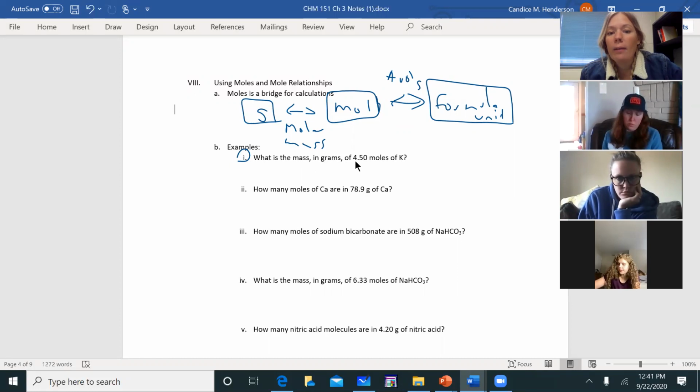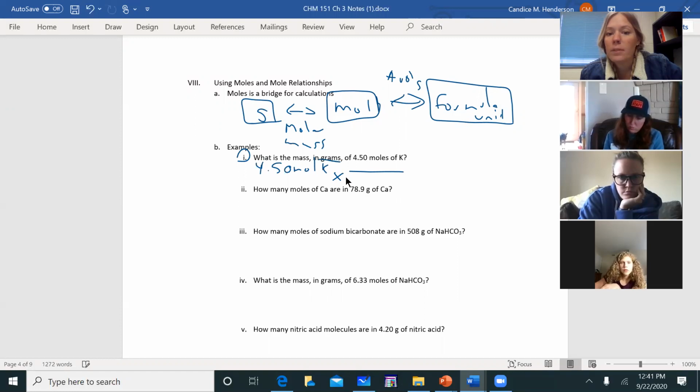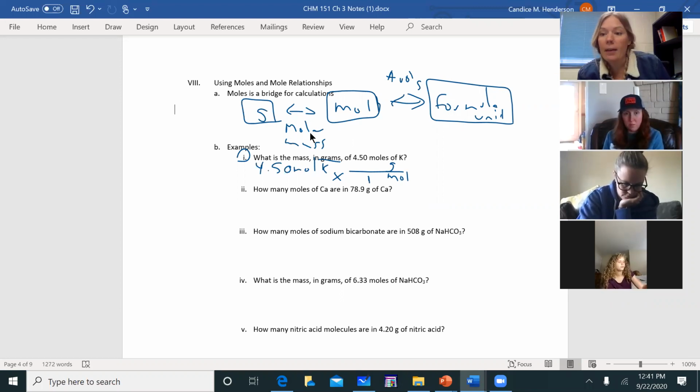So let's do a real simple one right here. What is the mass in grams of 4.5 moles of potassium? So I have 4.50 moles of potassium. I want to get this into grams. So if I want to get into grams, I'm going to put the gram on the top. I'm going to put the mole on the bottom. Why? So that the moles cancel. The mole always gets the value of 1. The gram is going to be the mass, right?